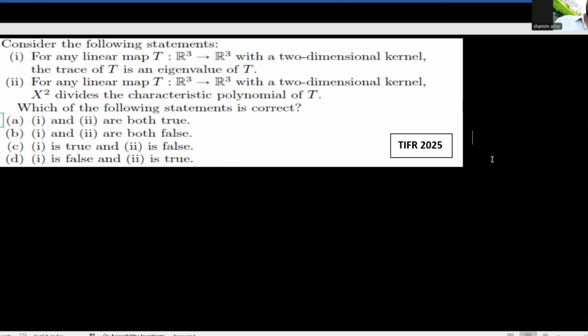And the second statement is: for any linear map T from R3 to R3 with a two-dimensional kernel, x squared divides the characteristic polynomial of T. And the question is which of the following statements is true or false: either both true, or one false and one true. Okay, that is the question. Now let's start the solution.